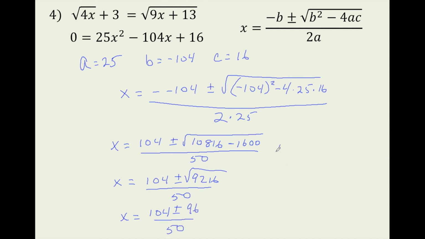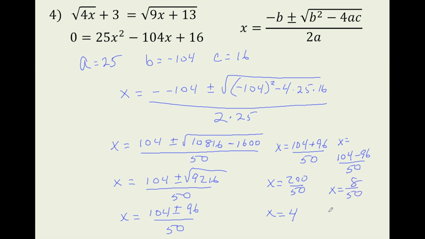x equals 104 plus 96 over 50, which is 200 over 50, which is 4, or x equals 104 minus 96 over 50, which is 8 over 50, which is 4 over 25. Same 2 answers as we got by factoring.